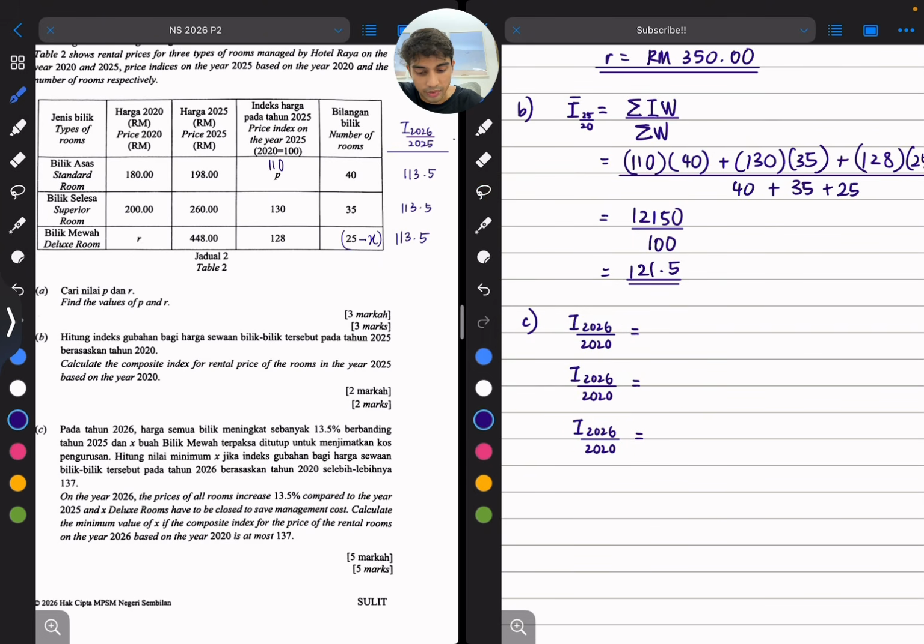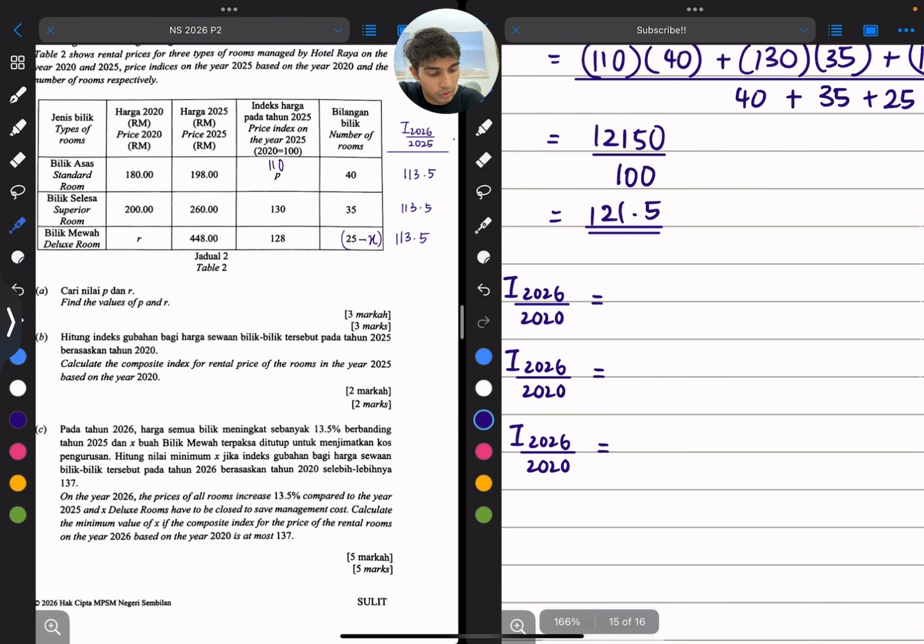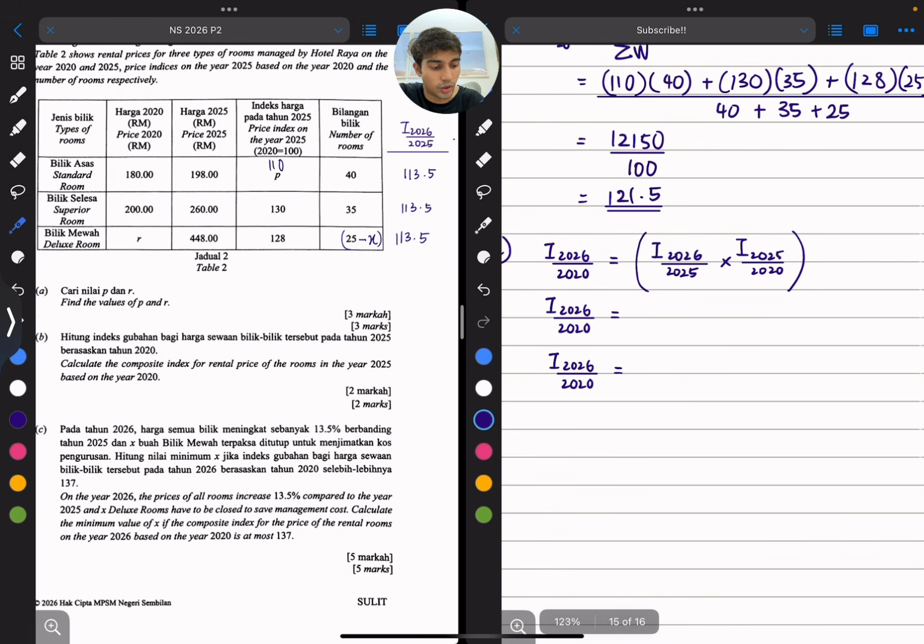Let's start with the standard room. For the chain rule, you put 2020 at the bottom. Remember, the top number you put on top, the bottom number you put down here, and in the middle will be something common, in this case 2025. Then you either times or divide by 100 based on the value. If the value is in the 100s, you divide by 100. If the value is 1 point something, then you times 100.